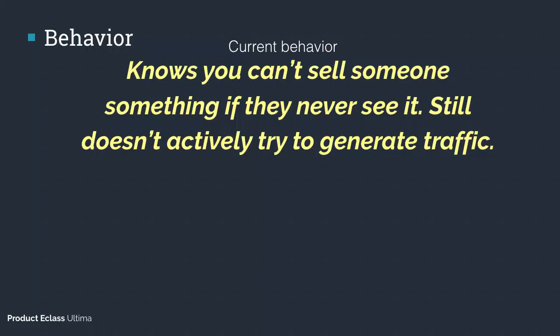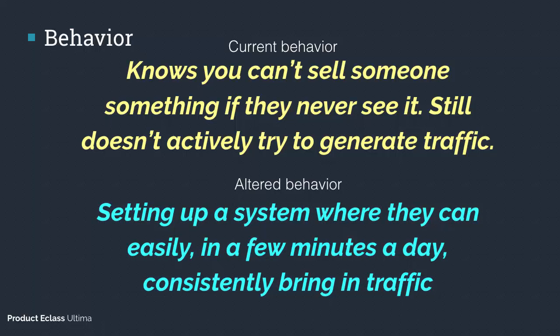So to me, once I observe that behavior, that limiting behavior, if I can slightly alter that in my solution, that can be incredibly powerful on how I'm going to put and organize and deliver the content for my product. So here's the altered behavior. We would set up a system where they can easily, in a few minutes a day, consistently bring in traffic, even if it's a small amount of traffic.